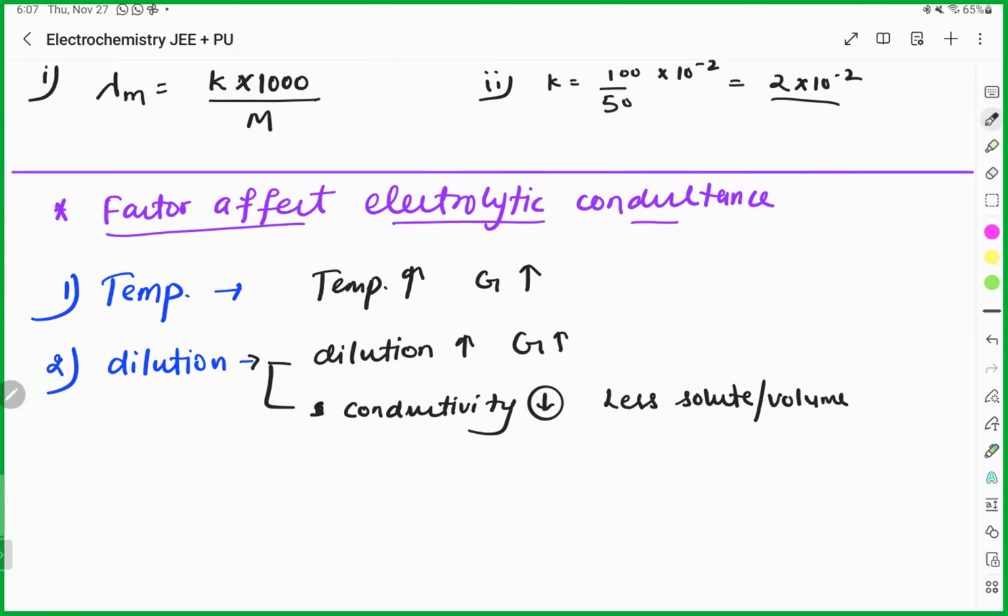What is the impact on the molar conductivity and equivalent conductivity? Sir, I think that should increase because molarity is reducing. So when volume is increasing, molarity is reducing, and when molarity is reducing, molar or equivalent conductivity both will decrease.